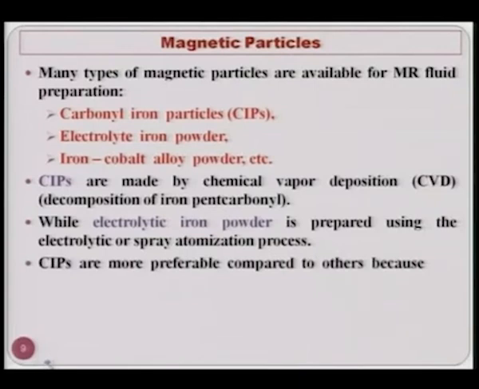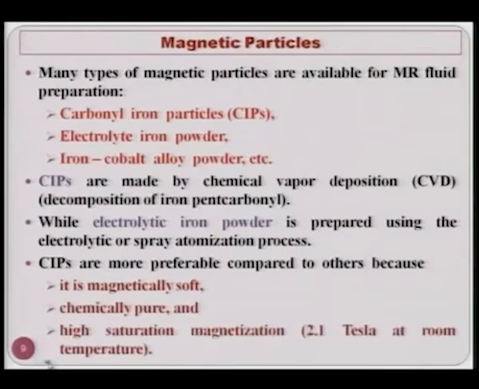CIPs are more preferable compared to others because they are magnetically soft, chemically pure and have high saturation magnetization. This is very important. It saturates at 2.1 Tesla at room temperature. That is why in many applications carbonyl iron particles are preferred over other types of magnetic particles, although they are very expensive compared to especially pure iron powder or pure iron particles.